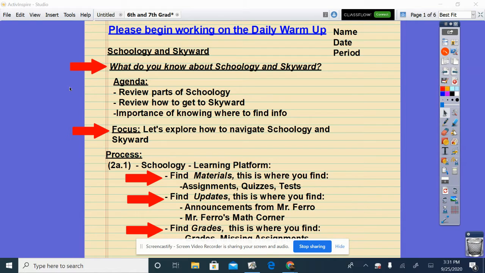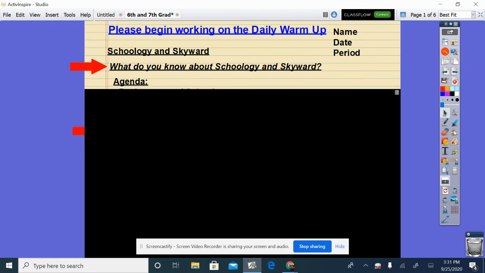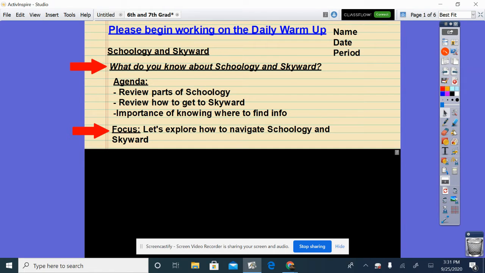I did this lesson because I wanted to make sure that students are keenly aware of where to find things in Schoology and Skyward. If we do this now at the beginning of the school year, because we're going to be using Schoology throughout the school year, even when we go back into the classroom eventually, they'll be well versed on how to navigate through it, find assignments, find updates, find announcements, and then how it relates to Skyward and what they do there.